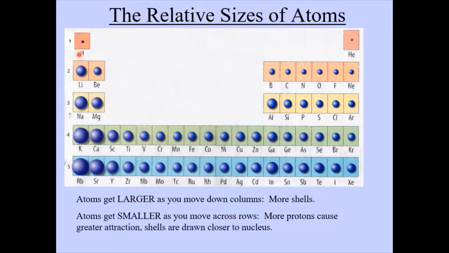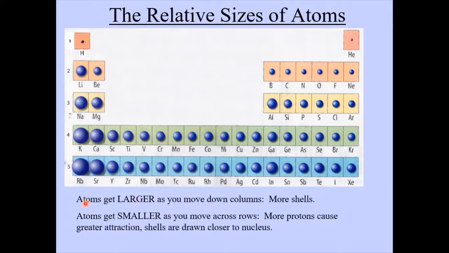If we go down a column, notice the atoms or elements get bigger and bigger. Starting with hydrogen here, lithium is bigger, sodium is bigger yet, potassium is even bigger, and so forth. We can do that over here too. If we go oxygen, sulfur, selenium, and tellurium, notice that the atoms get bigger as we go down. Now, why is that?